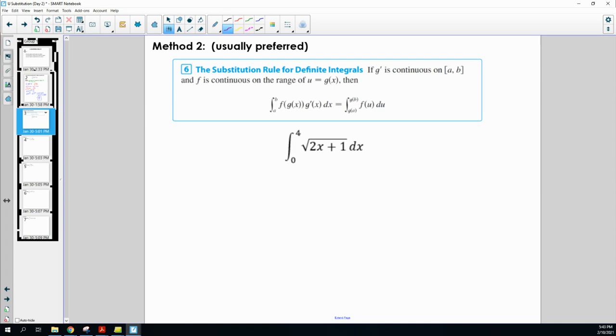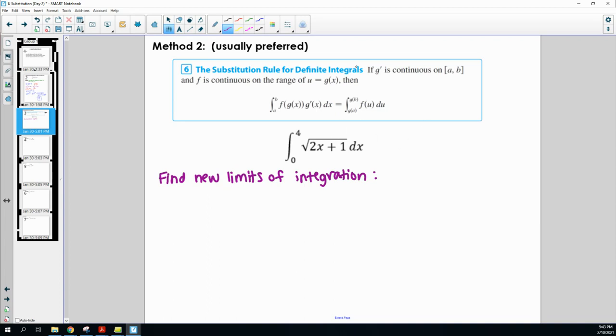So hang on one second. Our second method, which is the one I just said was more preferred, here are the steps. I'll just write this out here. We're going to find new limits of integration. So let's look at this.